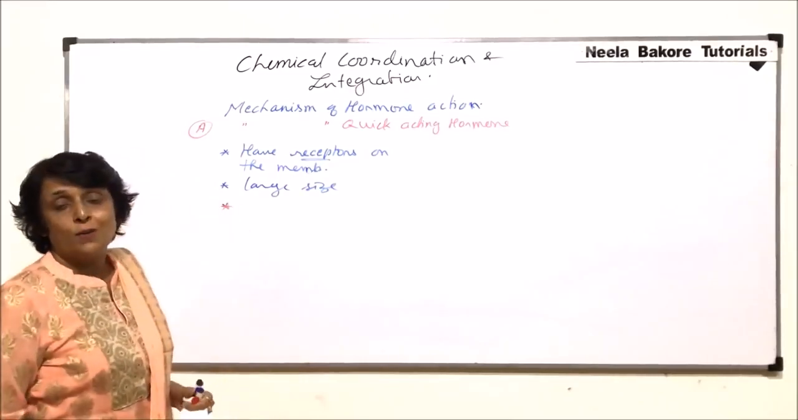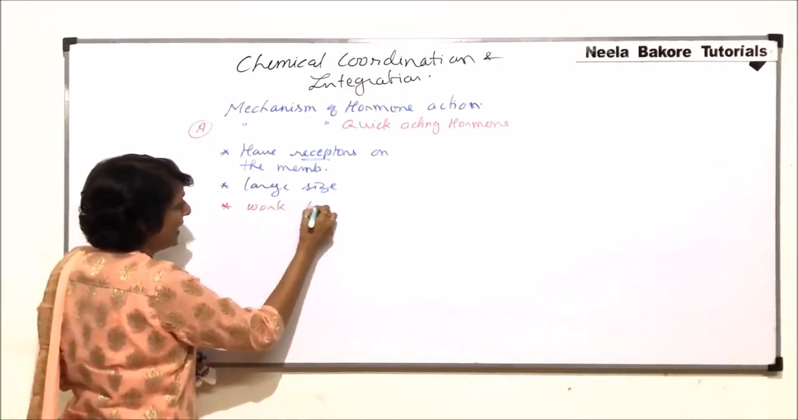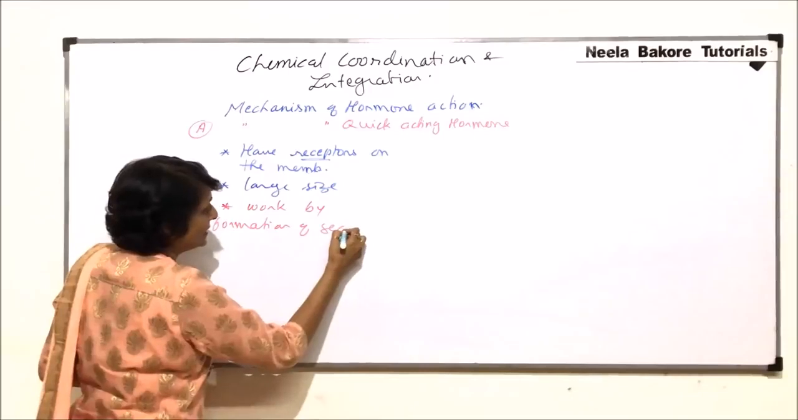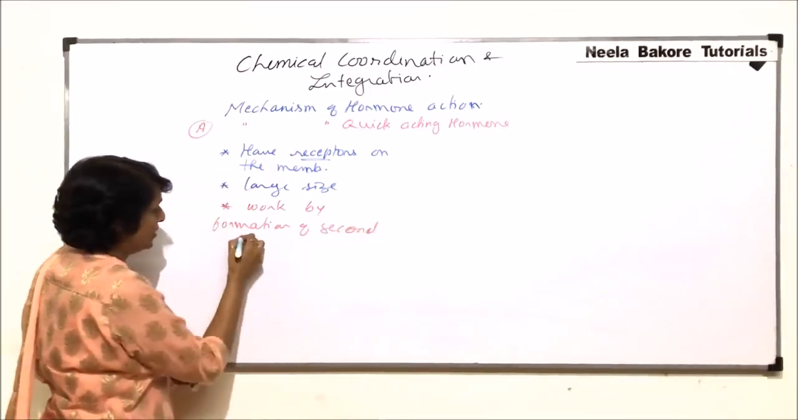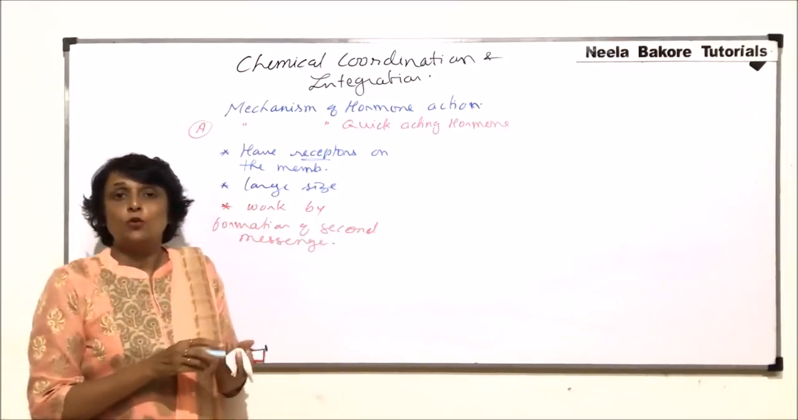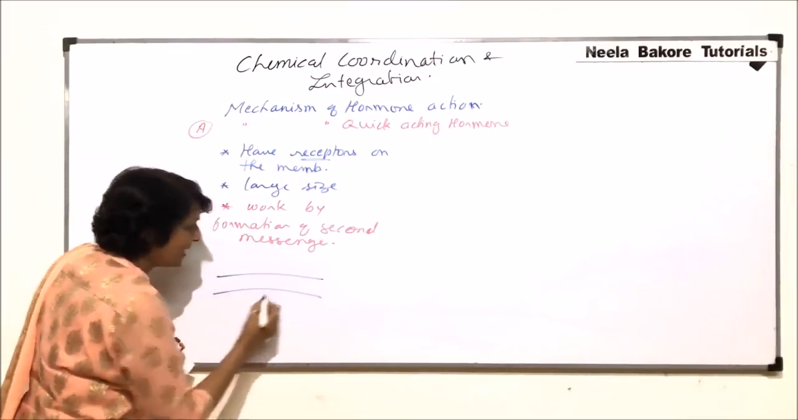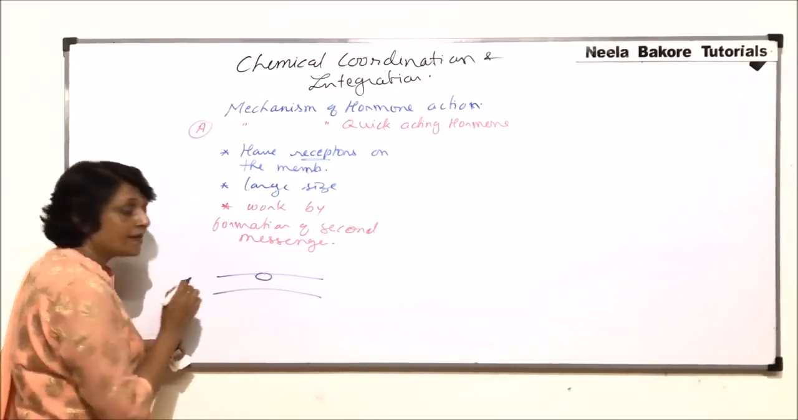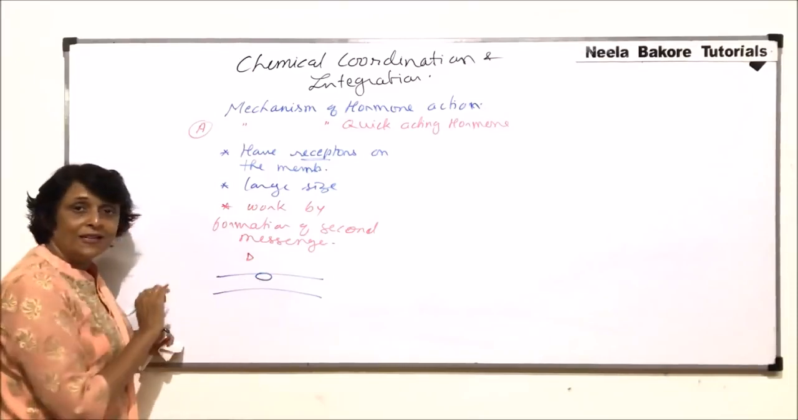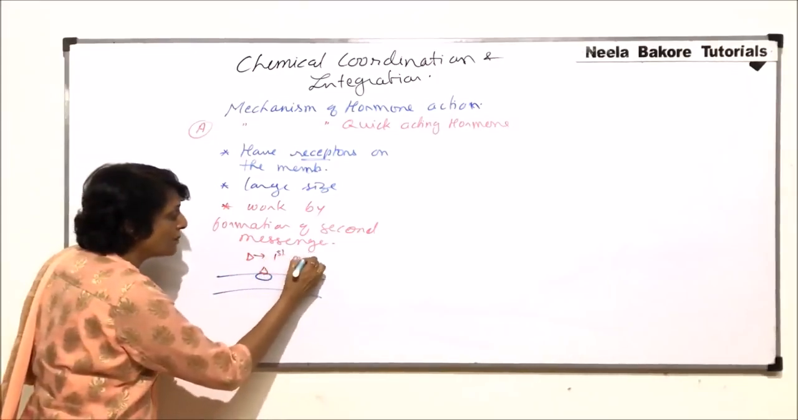They always work by the formation of a second messenger. How does this happen? To understand a brief outline before we take the specific example, say this is a plasma membrane of a cell, and here is a receptor of the hormone. So the hormone comes and binds to this receptor. That means this hormone is acting as the first messenger.